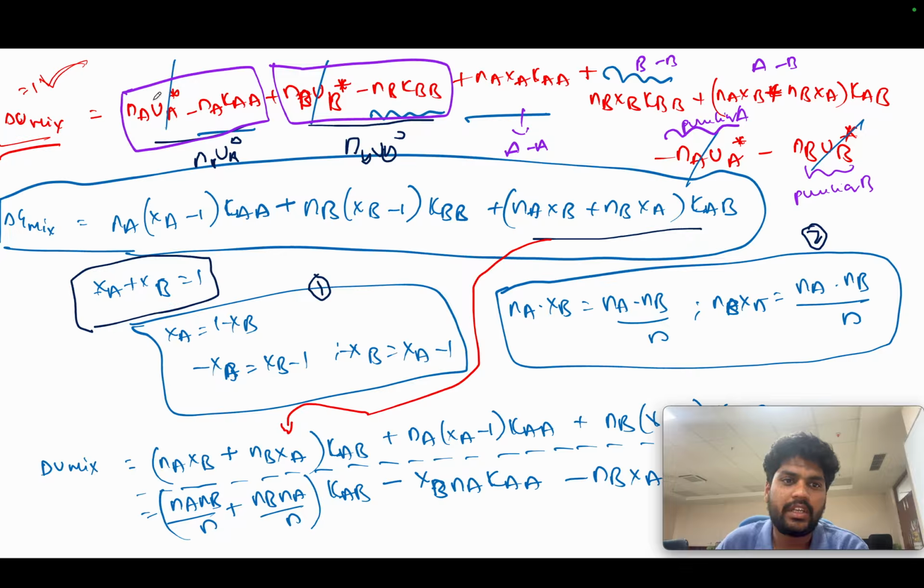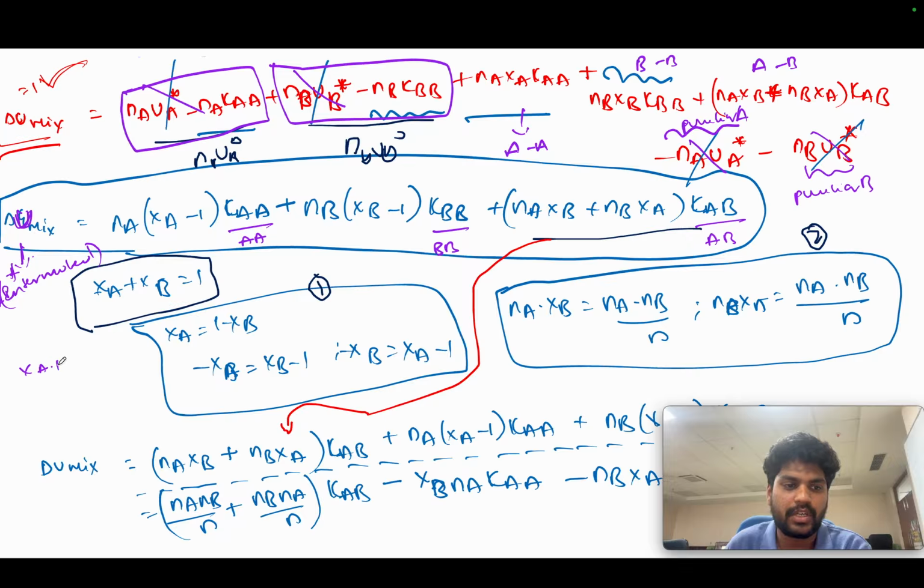So you can see that NA UA star gets cancelled, and NB UB star gets cancelled. Then the remaining part we have written taking the common terms, and now I have written this as delta U. Sorry for the clarification. This is intermolecular interaction, and I want to keep this equation as a function of intermolecular interaction. That's why I took the AA, BB, and AB.